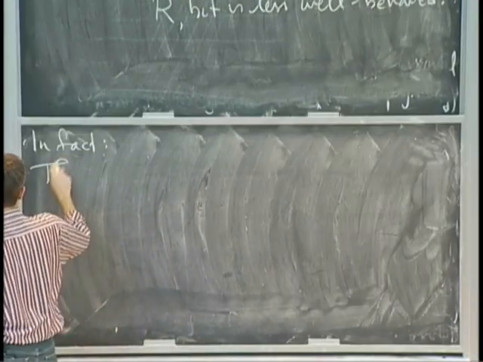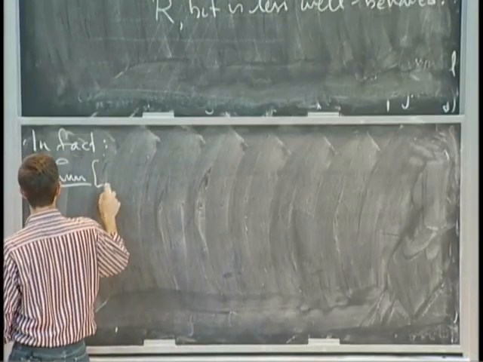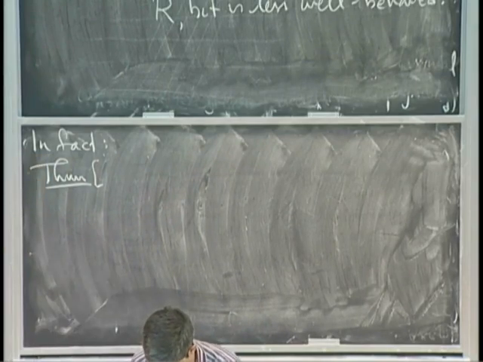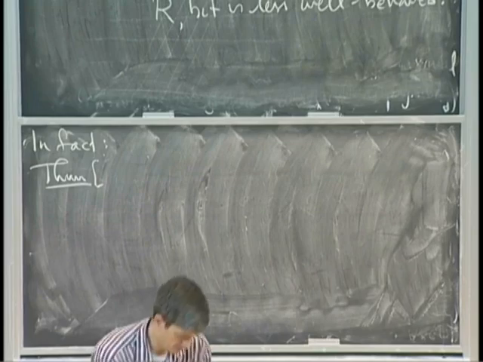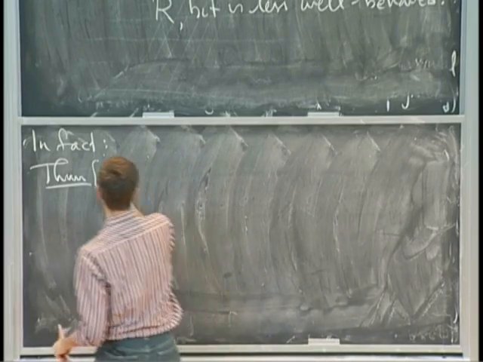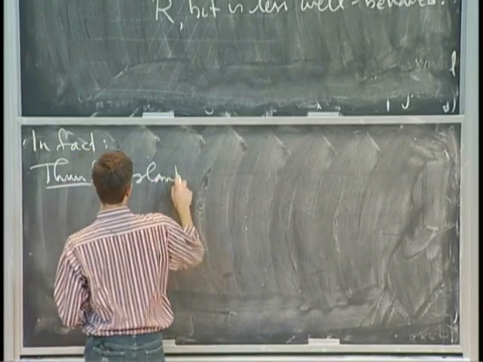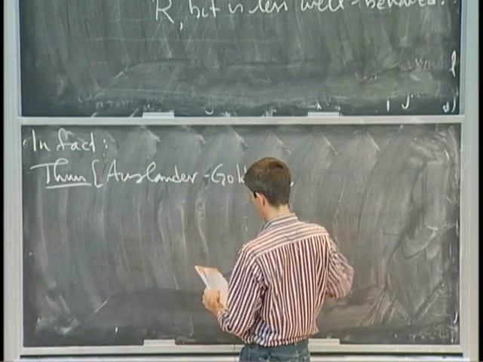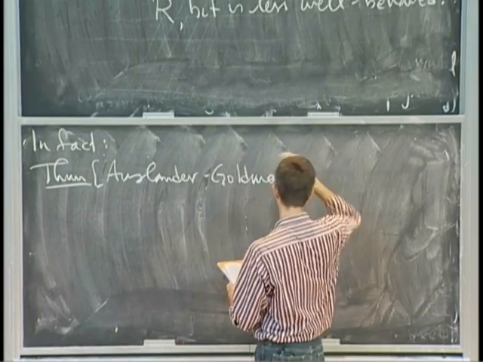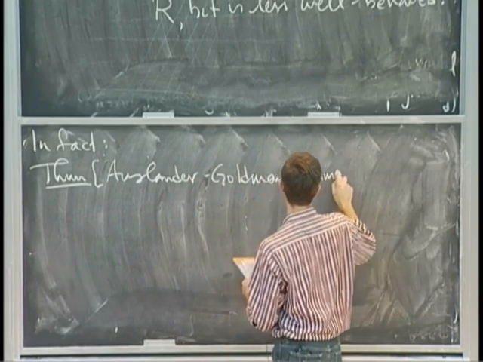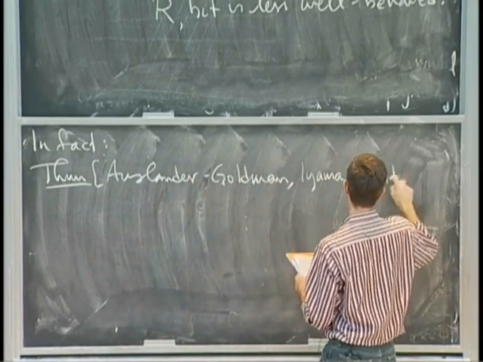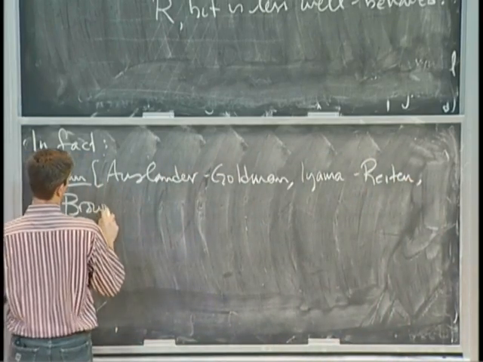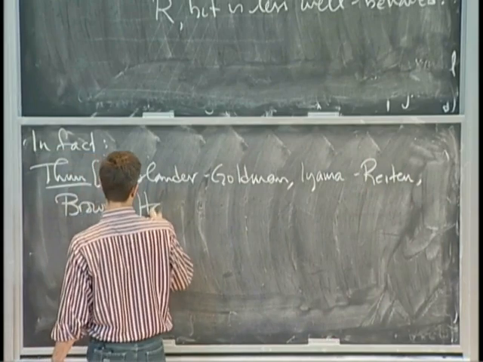So let's call this a theorem. This is sort of a combination of a whole bunch of work. It's due to people like Auslander and Goldman, Iyama and Wemyss did a piece. I'll point out which piece in a second. And also an old paper of Brown.